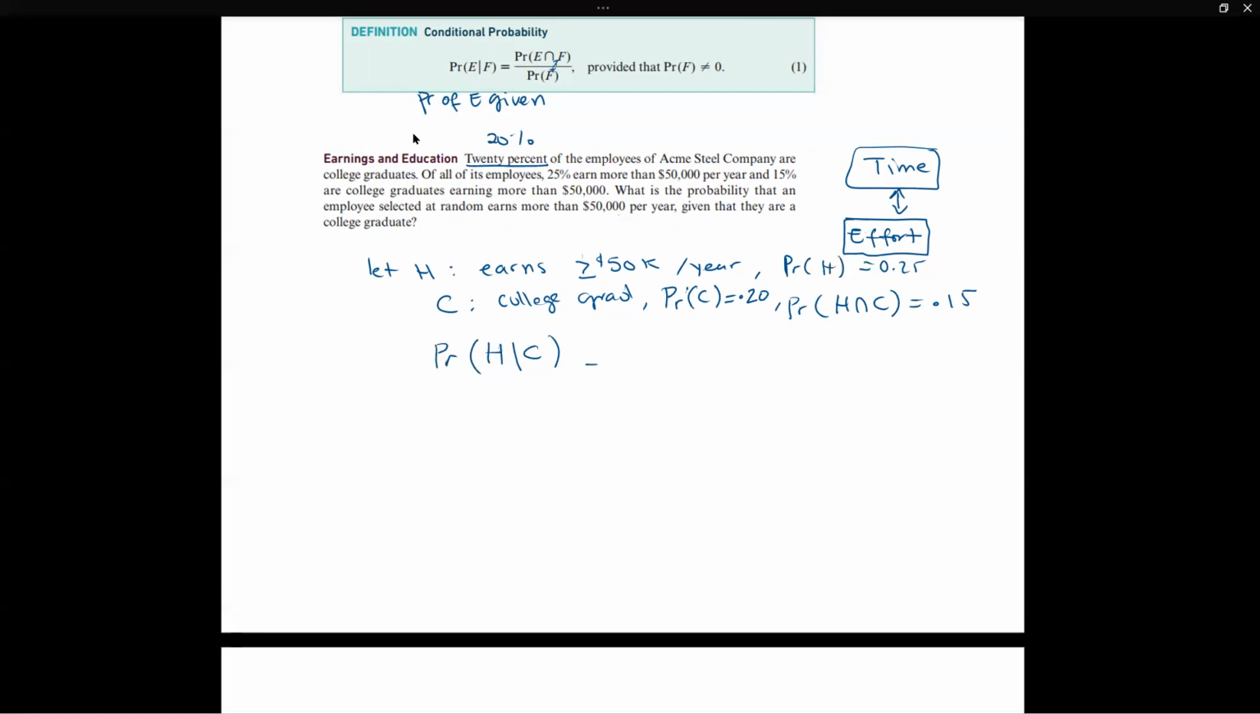All right, so we can follow the formula and say the probability of H given C is the probability of the intersection over the probability of C, which is 0.15 over 0.20. It's 3/4. So 3/4 of college grads at the steel company earn more than $50,000 per year.